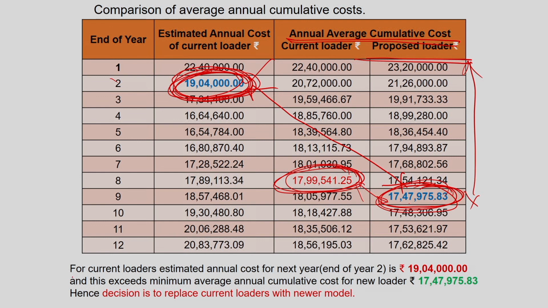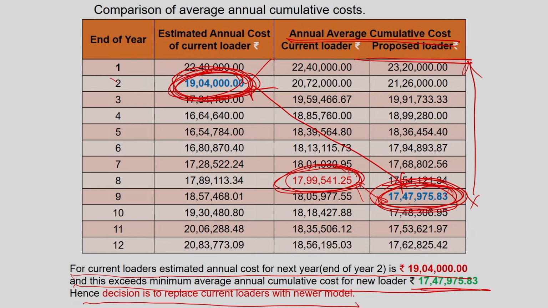So, for the current loader, the estimated annual cost for the next year is 19 lakh 4,000, and this exceeds the minimum average cumulative cost for the new loader, that is 17 lakh 47,975. Hence, the decision is to replace the current loader with the newer model. So, this is the finding or the decision based on the minimum cost method.